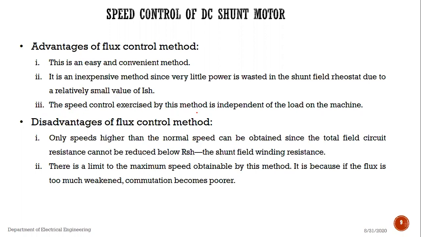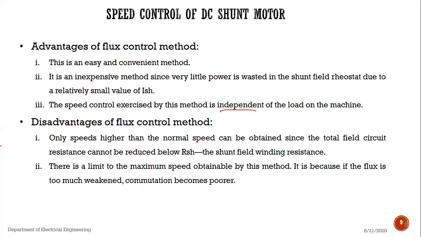Then again, speed control exercised by this method is independent of the load on the machine. See, we are not going to change any armature current. We are just going to change what value? The ISH, and ISH will affect the flux. Once we reduce the value of ISH, our flux will reduce, and that reduced flux will affect the speed of the motor. So we keep the resistance value low, due to that our ISH will increase, which increases flux, and due to that the speed of the motor will vary. Okay, these are the three advantages which you need to write in the examination for every control method.